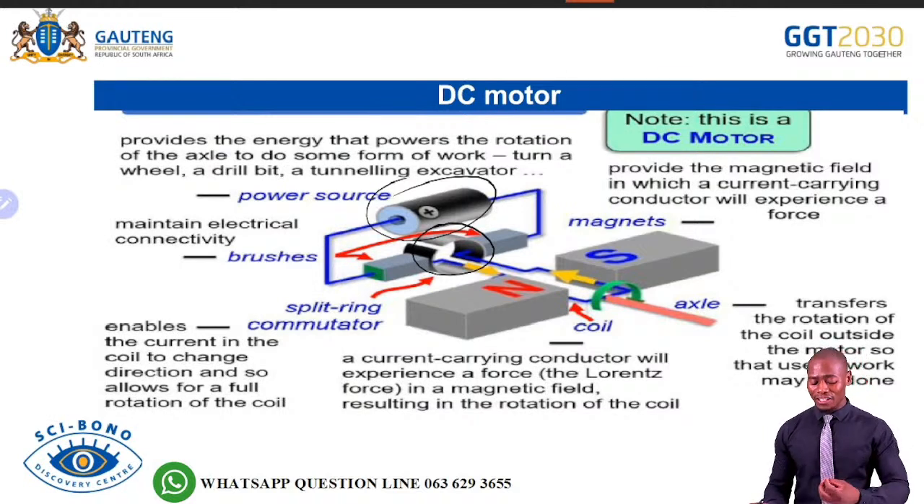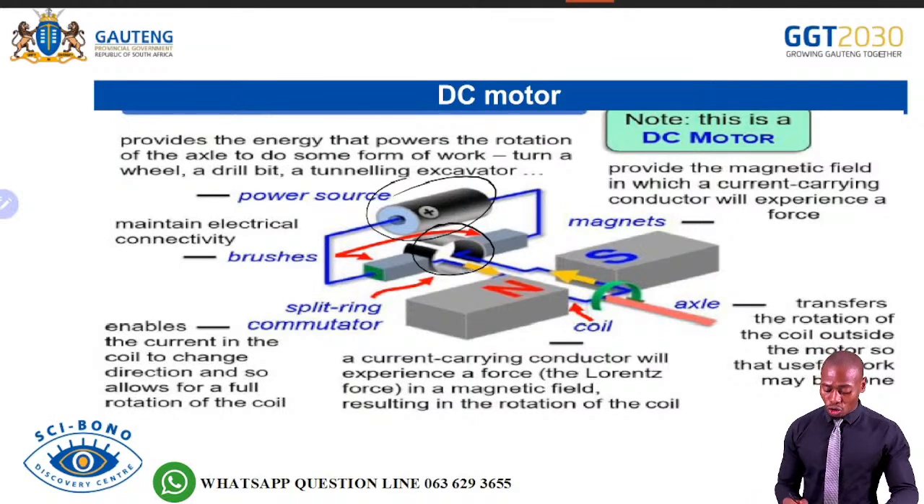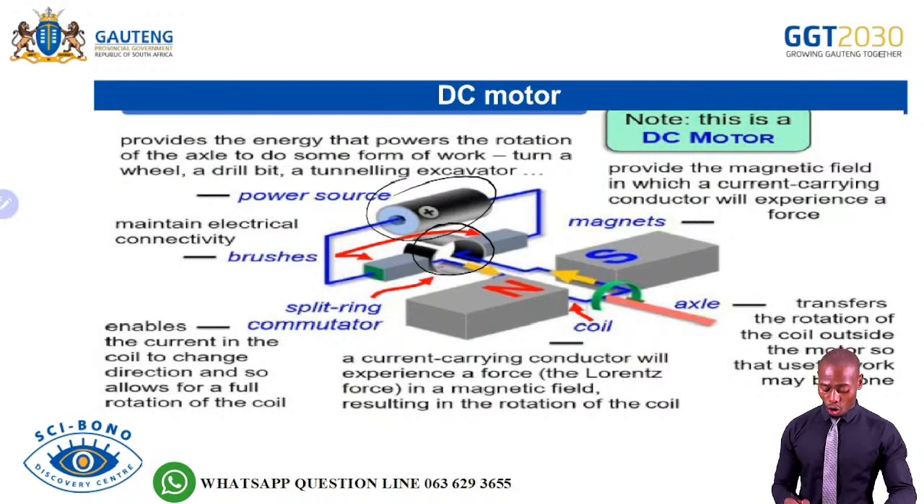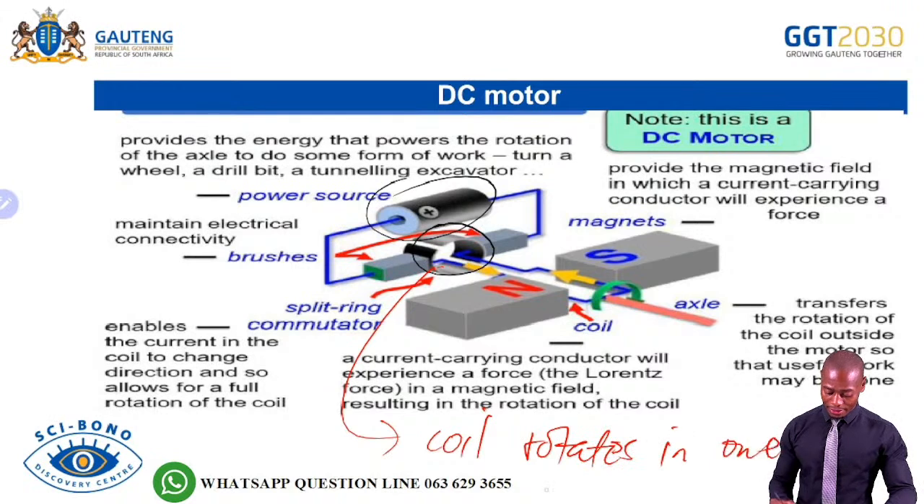But what is the function of the split ring commutator when it comes to a motor? It is to ensure that the coil rotates in one direction. Remember, here it's about rotation.